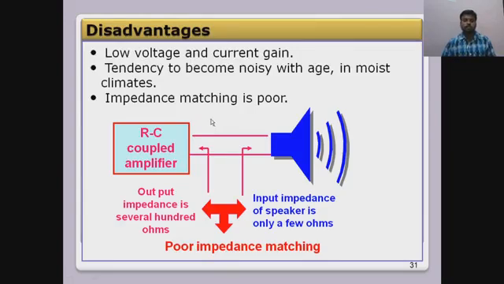So this is by the maximum power transfer theorem. Maximum power transfer theorem, what does it state? If the impedance of the two devices is the same, then there is a possibility of getting maximum power transfer. Okay. So now these are the disadvantages of the RC coupled amplifier.